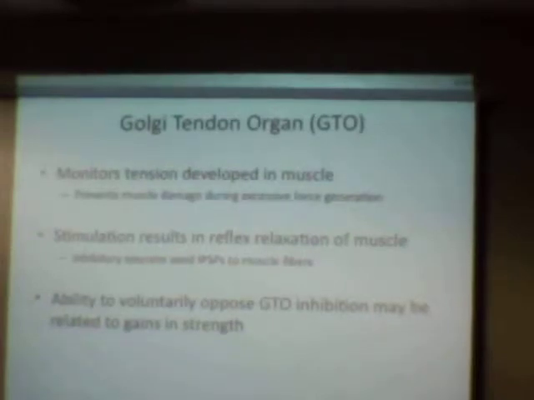So the other thing the GTO does is it inhibits the muscle it came from. Okay? It inhibits the muscle it came from. High forces can actually turn that muscle off. That's called what? Autogenic inhibition. Okay? Autogenic inhibition. It's sometimes also called the inverse myotatic reflex.